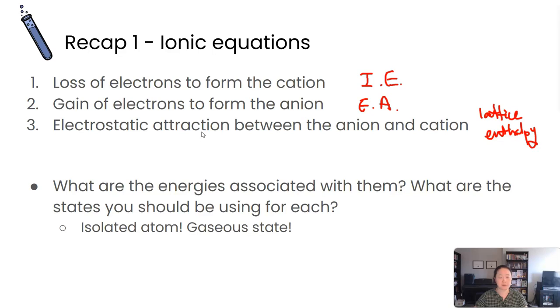Now I do want you to be a little bit careful and keep in mind that states are very important. For all of these, we're looking at isolated atoms. So we're not looking at your Cl2s, your O2s, or anything like that. We need it to be just Cl on its own, and everything has to be in gaseous state as well. That's how those definitions for ionization energy and electron affinity work. It's 1 mole of the thing, it's an isolated atom, and it's in gaseous state.